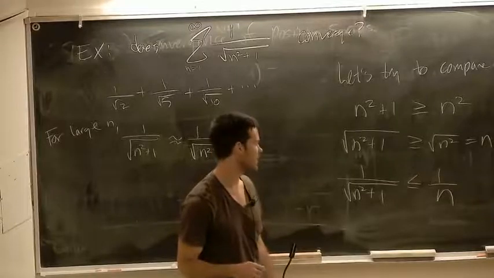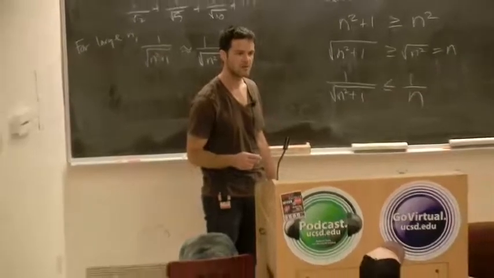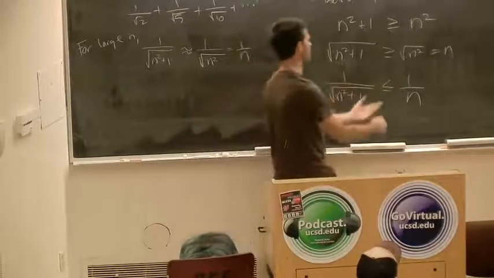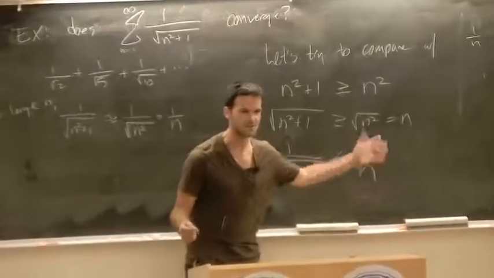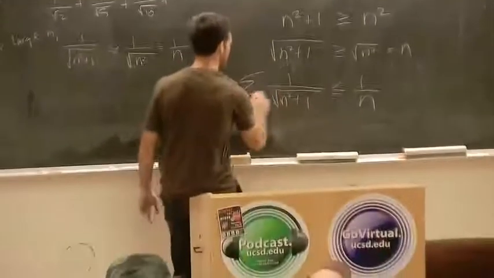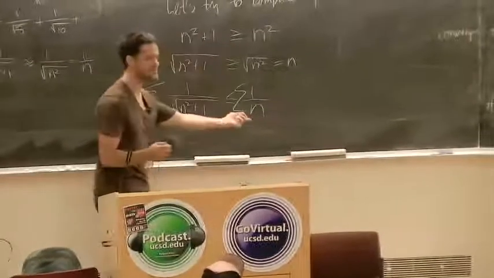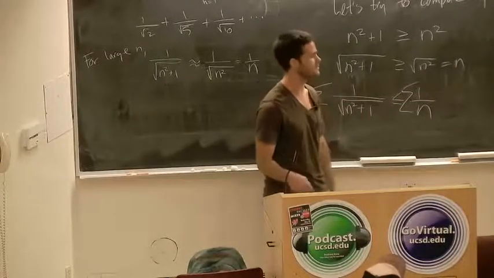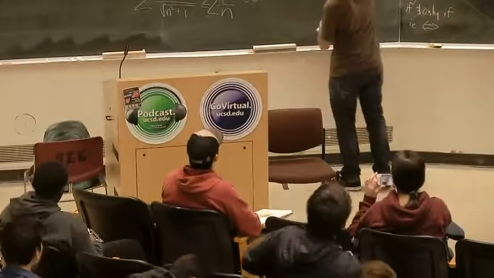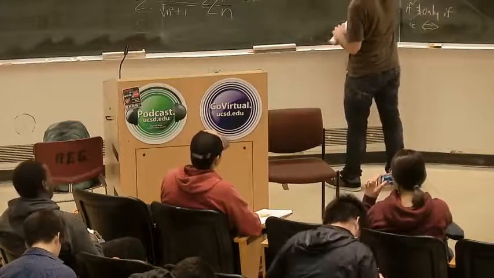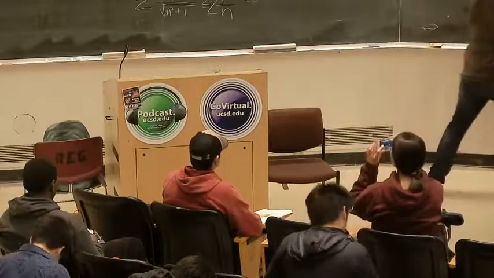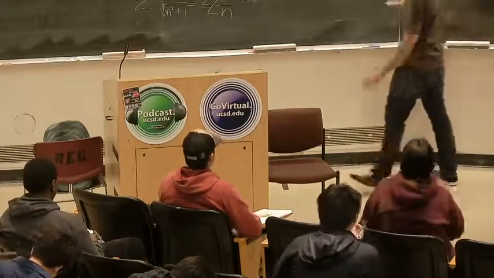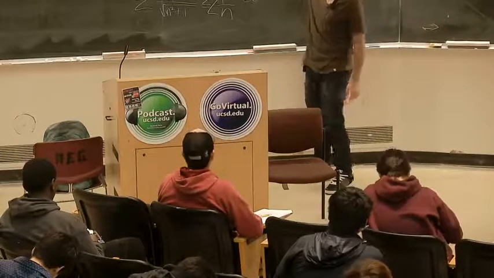Why does this not help me? Yeah, so I found that it's less than a series that blows up to infinity. If I sum this, it's less than the sum of this, but this is infinity. So that tells me absolutely nothing. Great, I'm less than infinity. Well, I already knew that. Okay, so this didn't help. This is infinity, so that doesn't help. But maybe I can compare it to something else. So this was not a useful inequality.